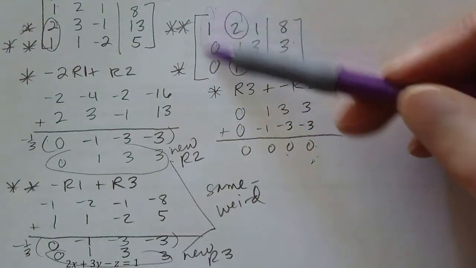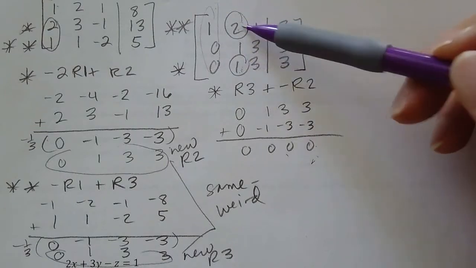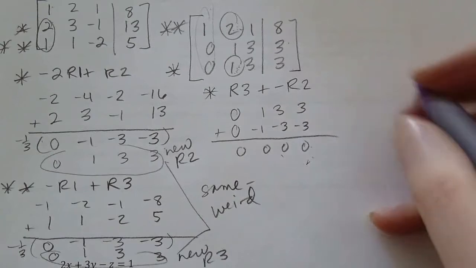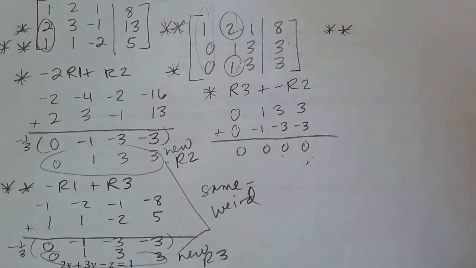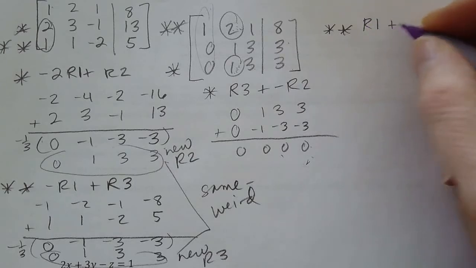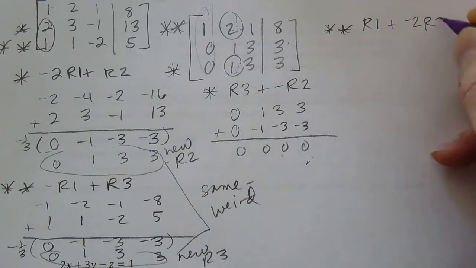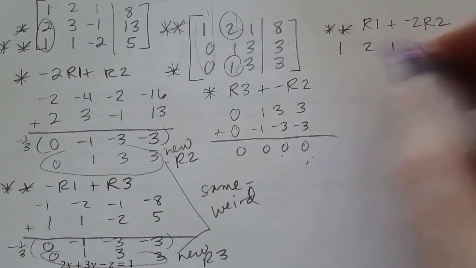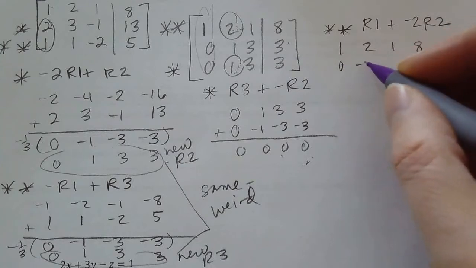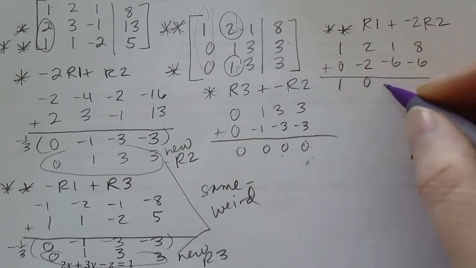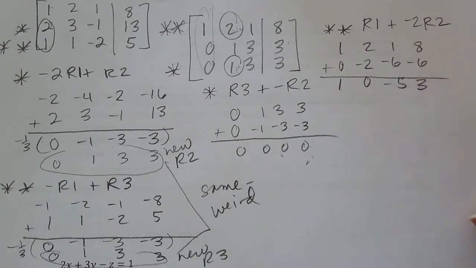So my first column is all set. My second column, these 2 numbers were an issue. I got the 1 to go away. Now I'm going to get the 2 to go away. So the way I'm going to do that, I'll put my double star work over here, is I am going to take row 1 and I'm going to add negative 2, row 2. So row 1 is 1, 2, 1, 8. And this one will be 0, negative 2, negative 6, negative 6, and we'll add together. And now I've got my new matrix.